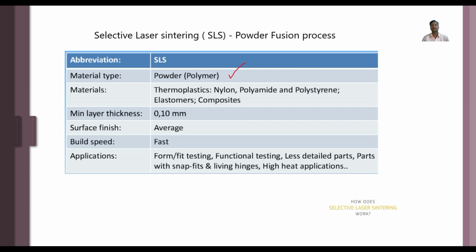Powder we generally use for this is polymer based materials: thermoplastics, nylon, polyamide, polystyrene, elastomers, and composites. We can print thicknesses of up to 0.1 mm. Average surface finish can be achieved. The main applications we can see are functional testing and less detailed parts, which can be printed through this, and high heat applications can also be served.